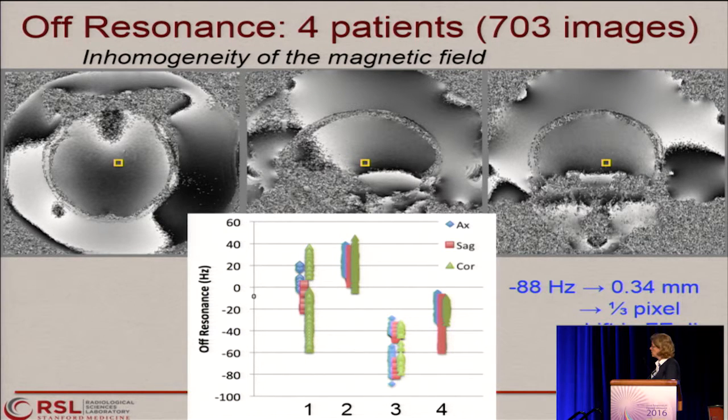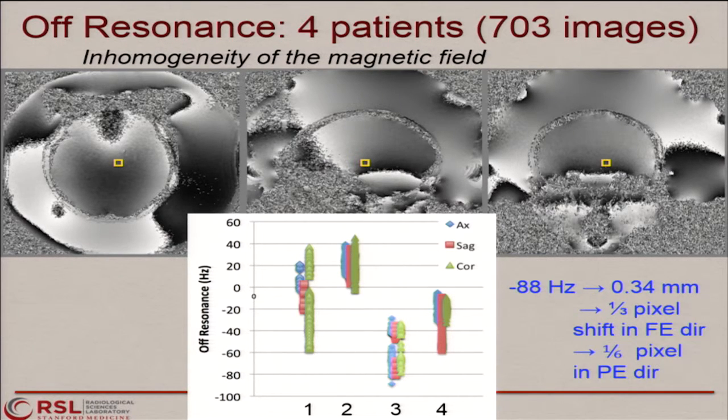The only detail is really what's the maximum extent in the off resonance, and what we see is in one patient it went as high as 88 hertz off resonance. So that was a shift of about a third of a pixel in the frequency encode direction, and because the spatial resolution in phase encode is half that, it's about a sixth of a pixel in terms of what we're aligning in phase encode.